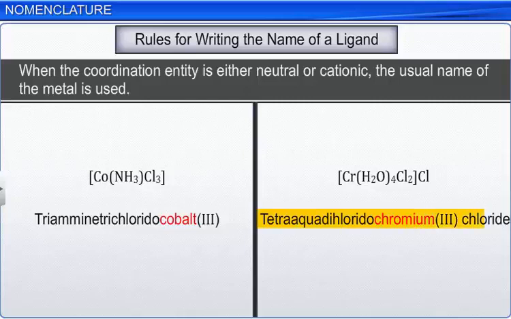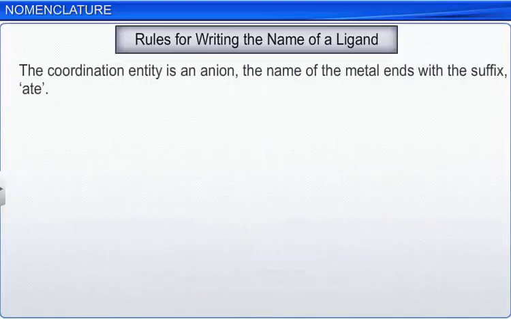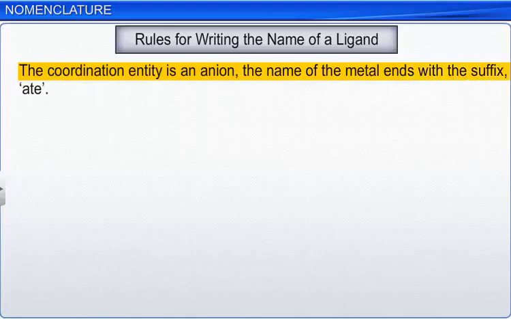However, when the coordination entity is an anion, the name of the metal ends with the suffix -ate. For example, the anionic complex Na[Pt(NH3)3Cl3] is named as sodium triamine trichlorido platinate(II).